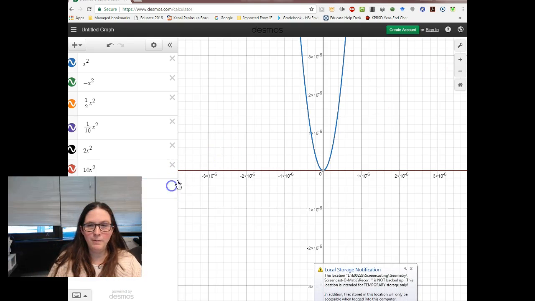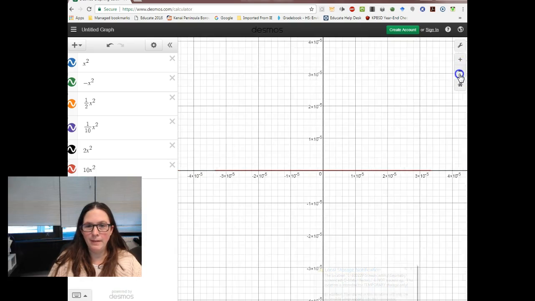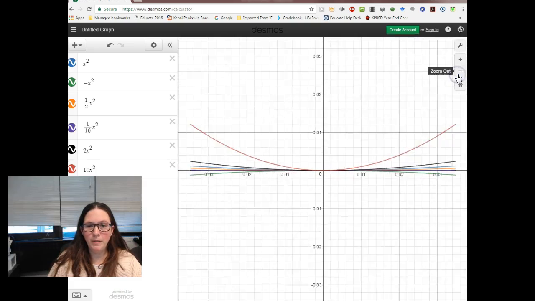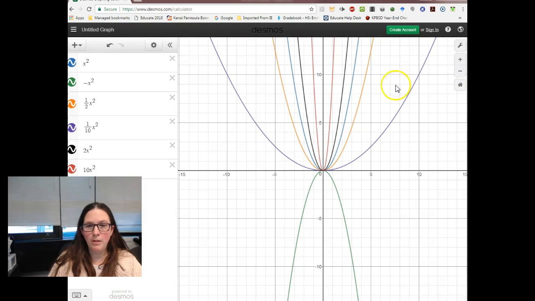I'll go ahead and knock this one out of there, and then we'll zoom this out to a reasonable size. And you guys should be able to see and be able to predict which graph matches which equation just based on looking at the coefficients.